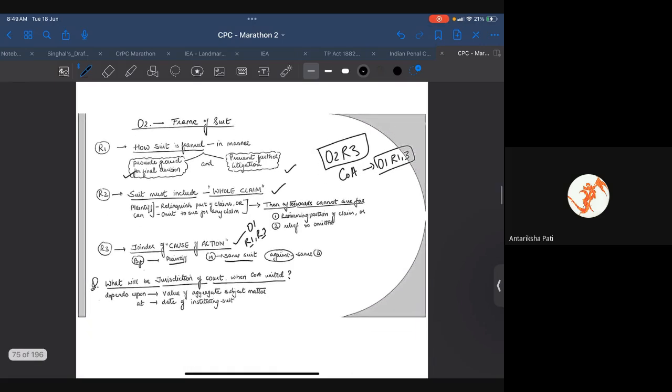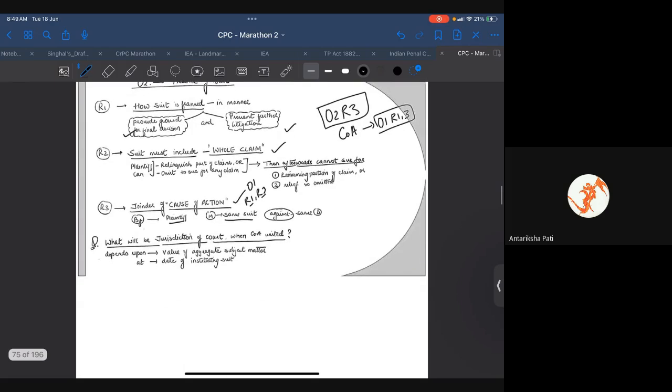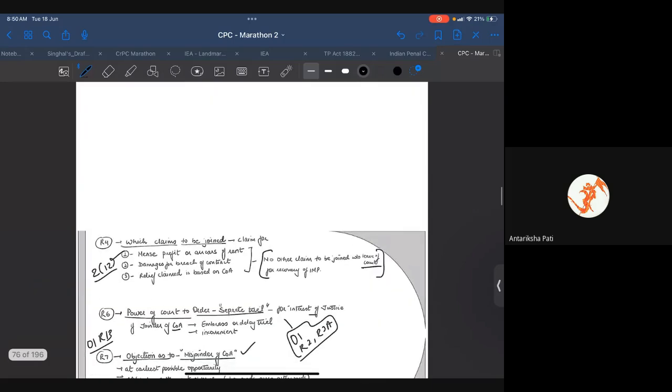and that after taking the permission of the court, then he can later file for that relief. Now, joinder of cause of action by the plaintiff, if it is in the same suit against the same defendant, then in that case it can be the cause of action. If multiple, they can be joined. Okay. If the causes of action are united, then the jurisdiction will be as per the value of the subject matter, and at the date of the institution of the suit, it will be that.